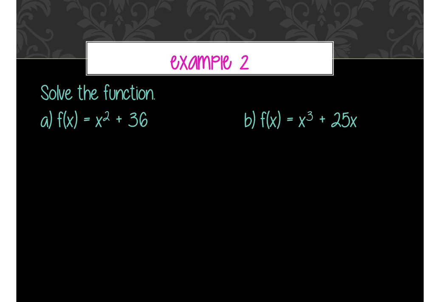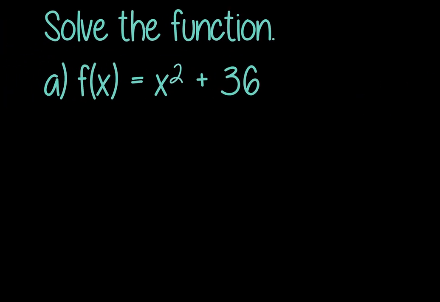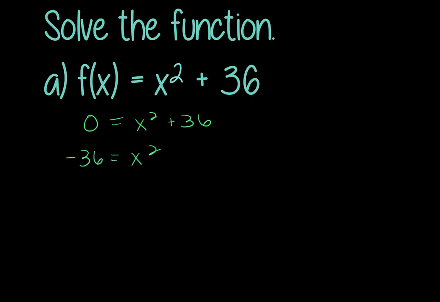Example 2 says solve the function. So if you're looking at A, you've got lots of options. One, it's not factorable because it's not a minus. Okay, so I could use my even root property. I could also use the quadratic because it's x squared. On B, you cannot use the quadratic because it's x to the 3rd. But on A, what I can do is say 0 equals x squared plus 36. Subtract the 36. And then square root both sides, and now I've got my plus and minus the square root of -36, which would be 6i.